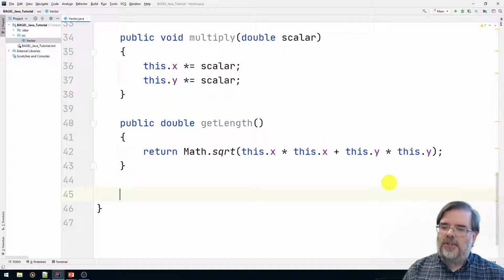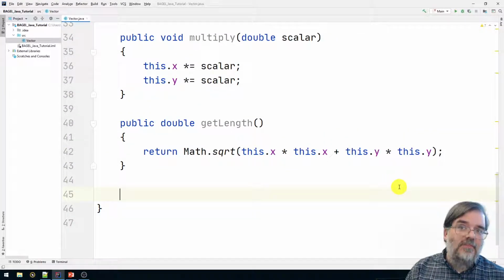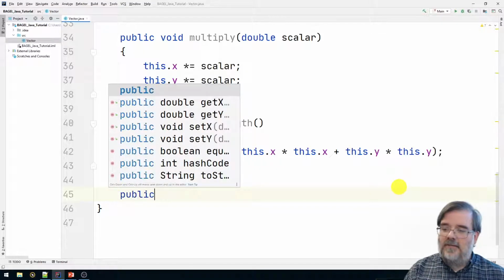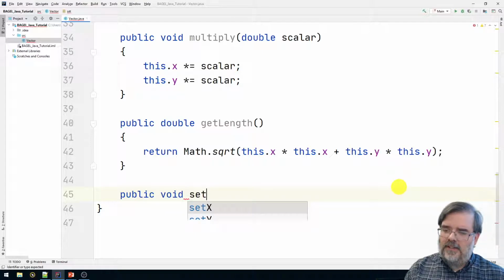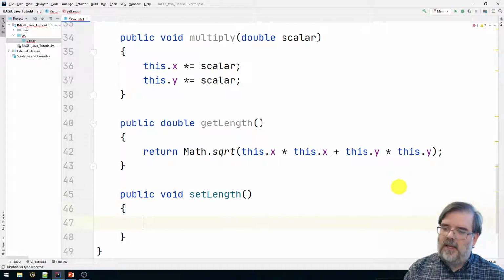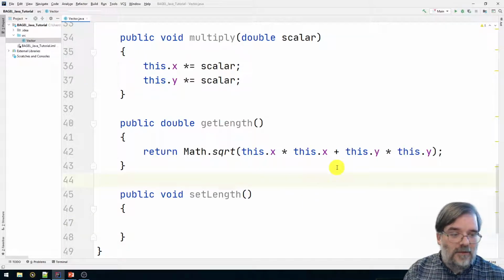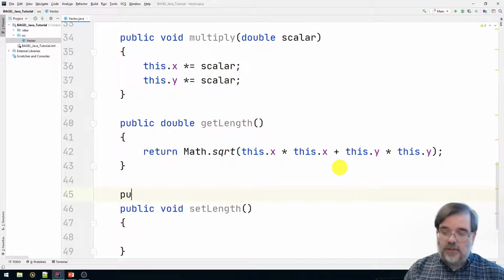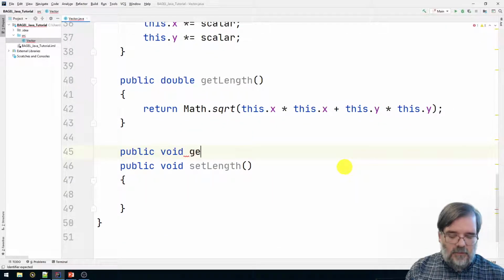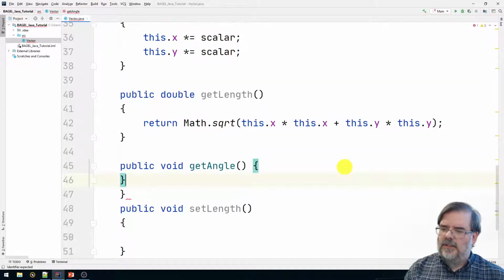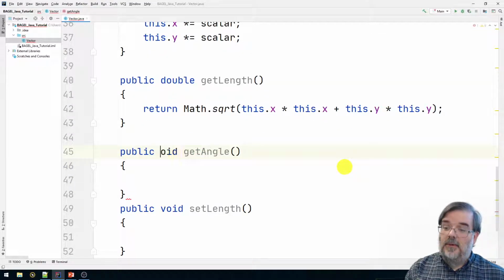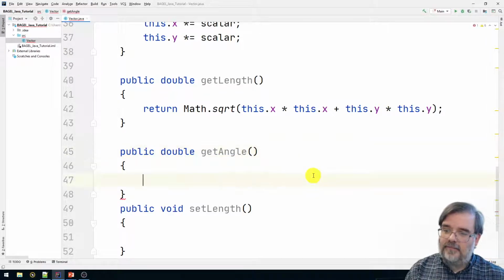All right. While we're talking about length, maybe we'll do the set length method as well. Right, and this is kind of an interesting one. This is public void set length. And because we want to be careful that we're not going to change the current angle, or the current direction of this vector. And that's a little bit complicated. So actually, before I do set length, I probably have to do get angle first. All right, so public void, let's do public void get angle. Actually, that's not void at all, right? That's going to be returning a number. That'll be public double get angle.